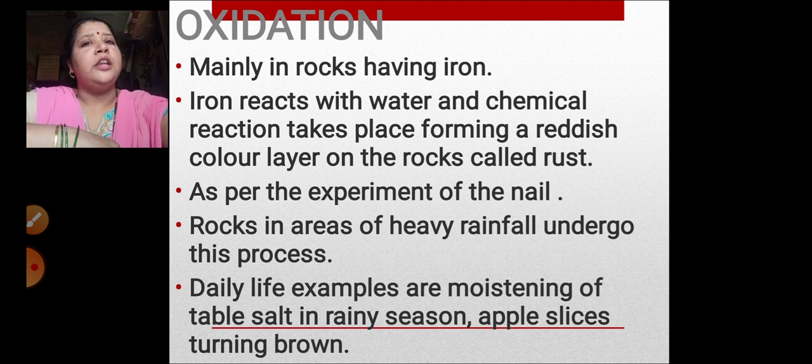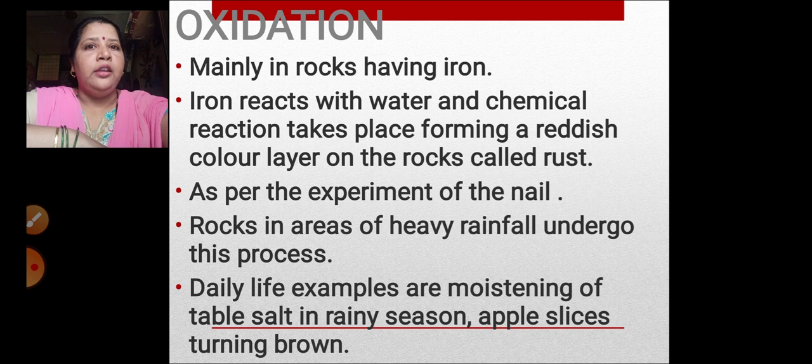Now there are certain daily life examples also of oxidation. For example, you all must be knowing, in the rainy season, if you touch the table salt, you will find that it becomes very sticky. That means the moistening of the table salt. Okay, the table salt has become a little bit wet, moist.